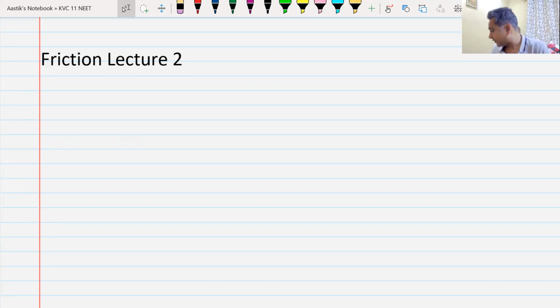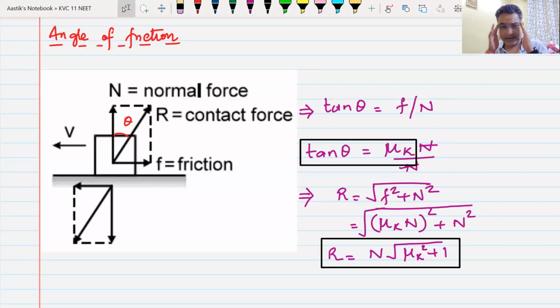We are dealing with friction, and this is lecture number 2 in friction. What did we do in the last class? Can you tell me what we discussed? Do we remember? Kinetic friction and angle of friction, sir. We were discussing kinetic friction. That is correct. And I think we had seen the angle of friction. How do we calculate the angle of friction? Tan theta. It is the frictional force divided by normal reaction.